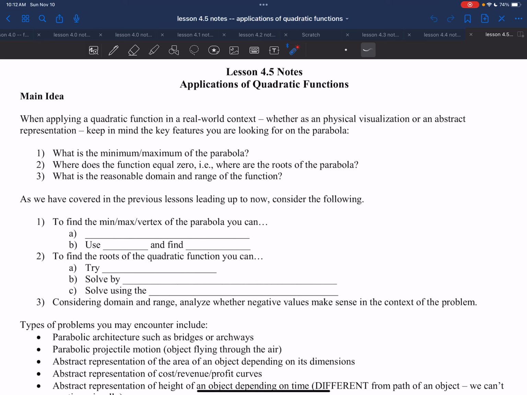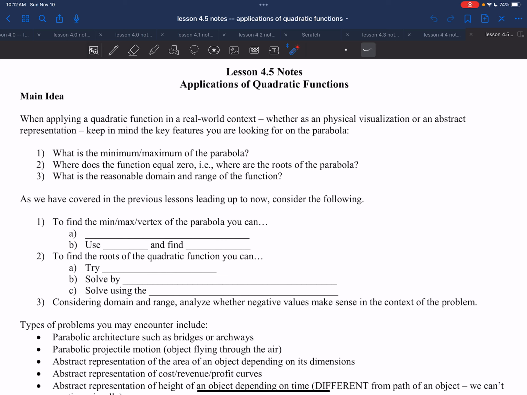This is lesson 4.5, continuing and getting towards the end of Unit 4. We're looking at applications of quadratic functions. So if you think about the previous lessons, we've learned about vertex form and factored form and standard form. We've learned about completing the square, imaginary numbers, solving quadratics, all these things, right? We're taking all of that and now applying it to real-world situations, right?